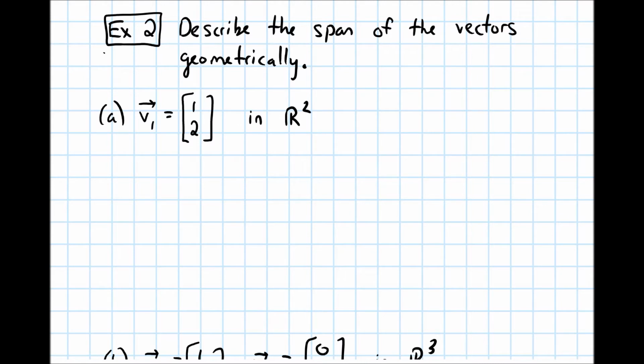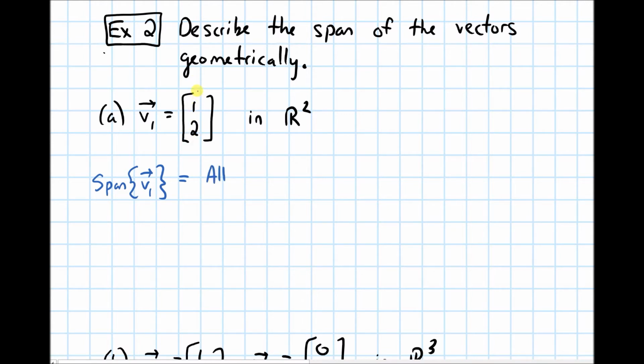Okay, so this is example 2. Let's describe the span of the vectors geometrically. So part A of this is I just have one vector, v1, which is (1, 2). So this is 2 entries, which means this lives in R2. Okay, so I want to describe the span of this vector, so the span of v1. The span is all possible linear combinations of this vector.